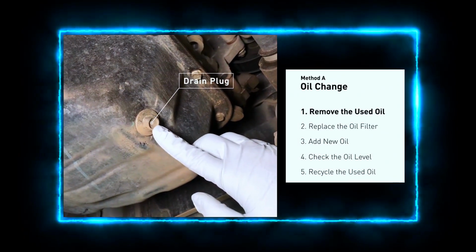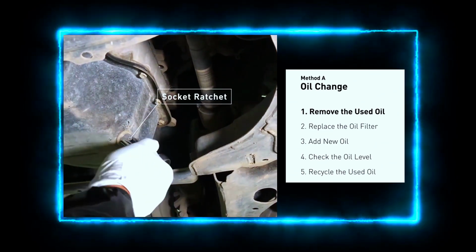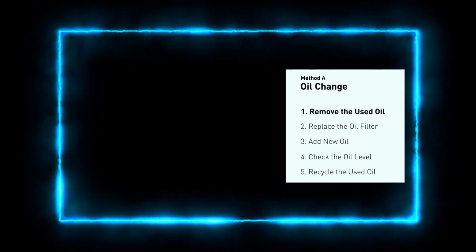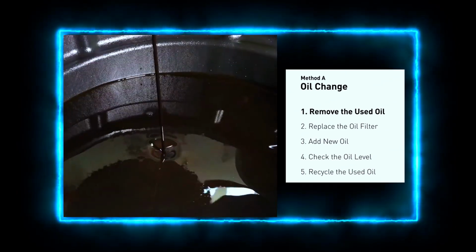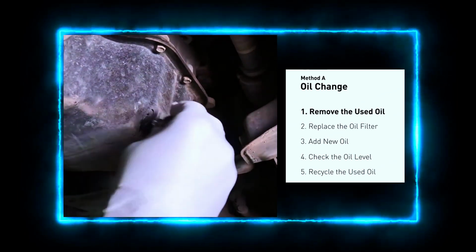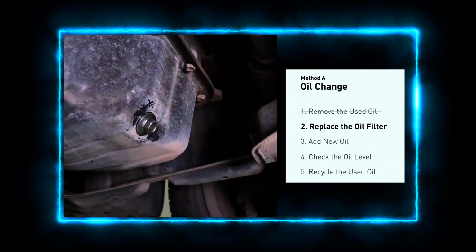Locate the oil drain plug. It's usually on the bottom of the engine. Use your socket set to loosen the plug. Place the oil drain pan underneath to catch the old oil. Carefully remove the drain plug and let the old oil drain completely. While the oil is draining, it's a good time to inspect the plug and washer for any signs of wear or damage.